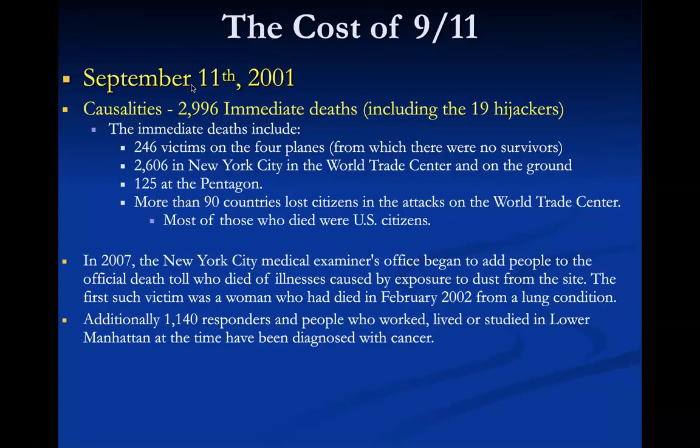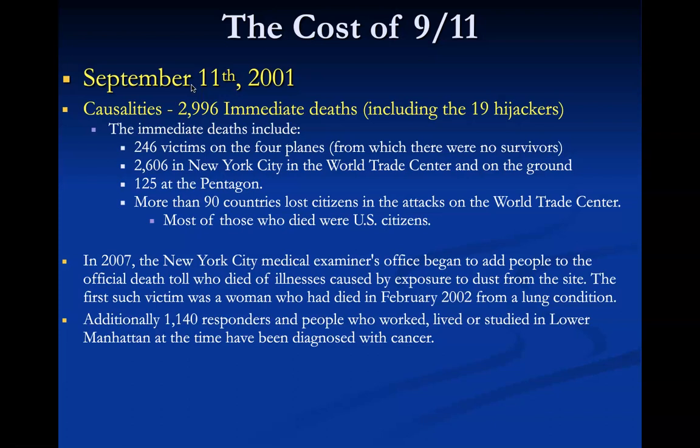There were no survivors. So casualties, you had 2,996 immediate deaths, including 19 hijackers. The immediate deaths include 246 victims on the four planes, which there were no survivors from any of them, 2,606 in the New York City World Trade Center and on the ground, 125 in the Pentagon, and more than 90 casualties lost to citizens in the attacks on the World Trade Center. Most of those who died were U.S.